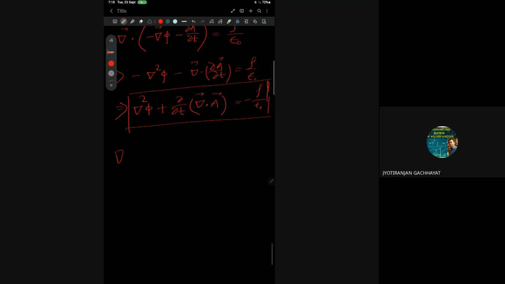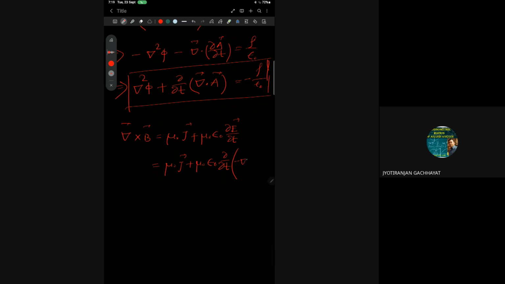the other Maxwell's equation, which is del cross B is equal to mu 0 J plus mu 0 epsilon 0 del E by del T. So that will be equal to mu 0 J plus mu 0 epsilon 0 del by del T of minus del phi minus del A by del T.